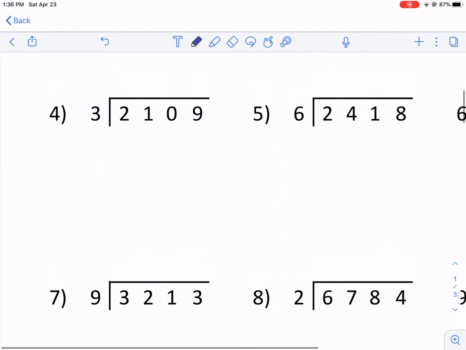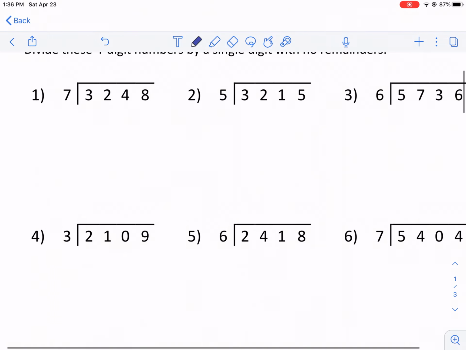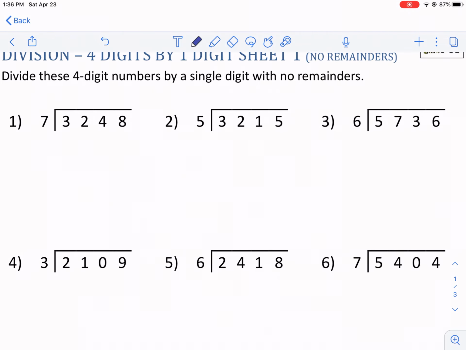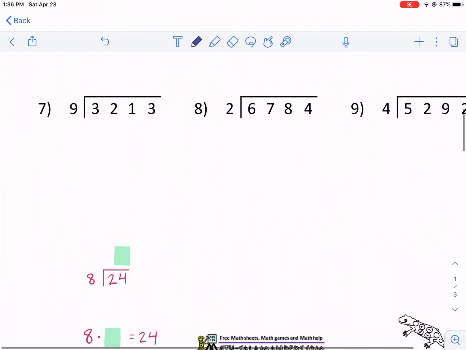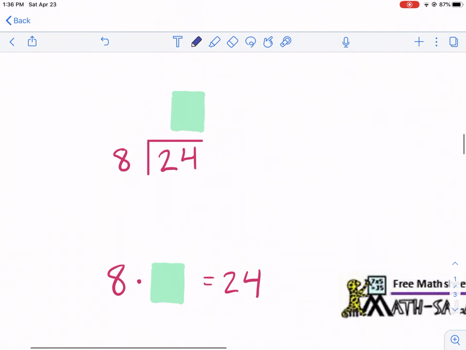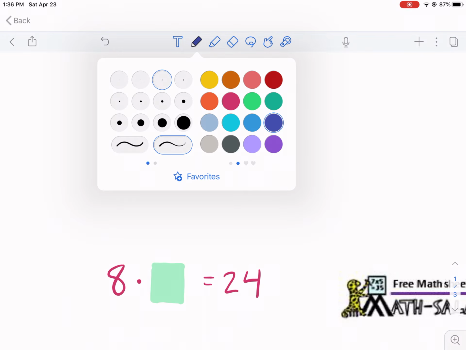Before we get into these problems, they look very complicated, especially if you're not familiar with long division. They're really not that bad, but we first need to understand what is division. Division is the opposite of multiplication.